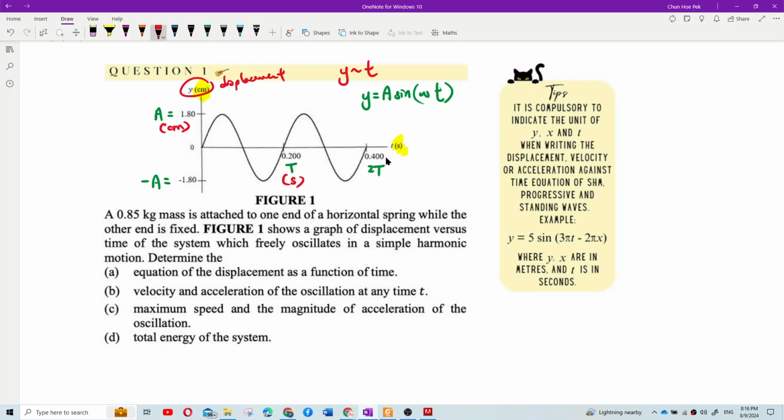Okay, so you are given the mass here, m. You have a mass attached to one end of the horizontal spring, the other end is fixed. So this is a displacement-time graph, oscillating in simple harmonic motion. Determine the equation of the displacement as a function of time. So I want the equation. So let's do it. Question A.